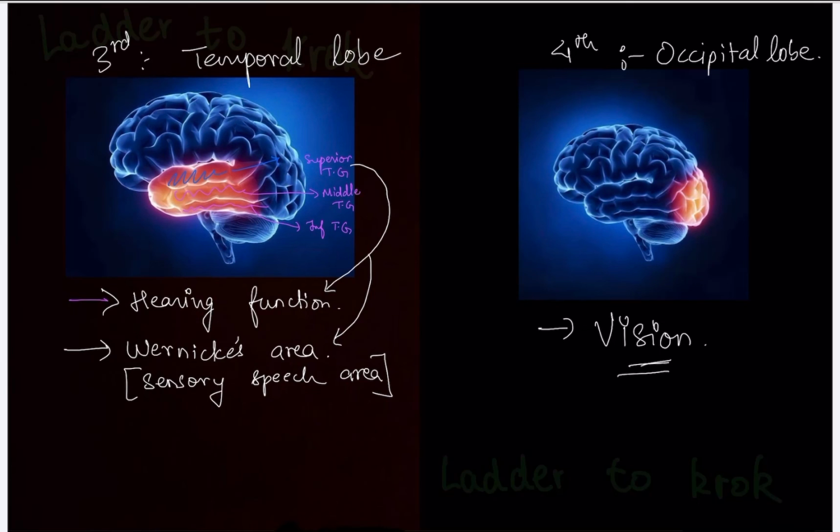You have learned about what is gyri, what is sulcus, how 3 sulci divide the brain into 4 lobes. Then you have studied each lobe in detail. The motor function is controlled by the frontal lobe. The sensory function is by parietal lobe. Hearing function is by temporal lobe. And the vision function is by occipital lobe.